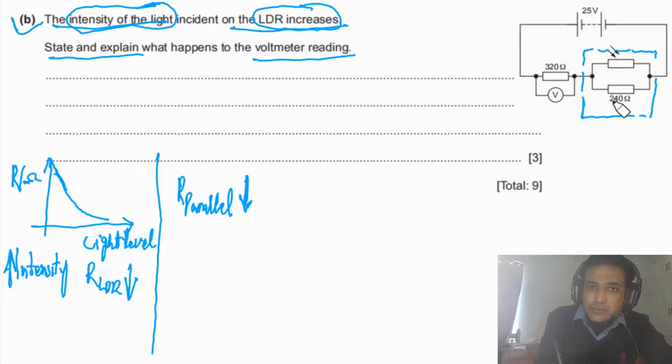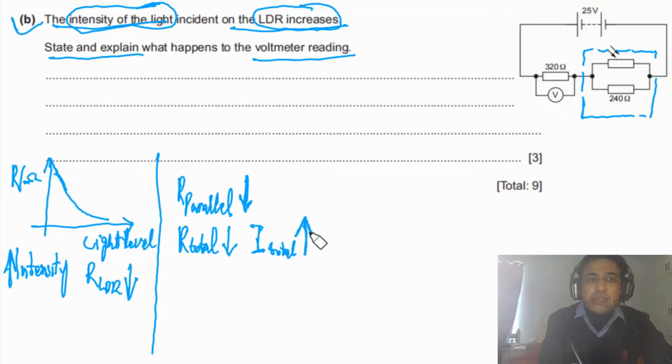If resistance of this parallel combination decreases, means here we have lower resistance, so it means total resistance of the circuit will decrease. If total resistance of the circuit decreases but PD is the same, because the battery we are using has the same potential difference across terminals, it means that current in the circuit, I total, will increase.